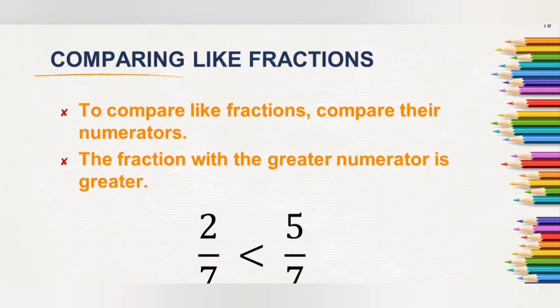Comparing like fractions. To compare like fractions, compare their numerators. The denominator will be the same, so you need not look at the denominator when it is a like fraction. Just compare the numerators. Here it is 2 and here it is 5. We know that 5 is greater than 2. So we'll write the sign as 2 by 7 is lesser than 5 by 7. When it is a like fraction, you need not look at the denominator. You will only compare the numerators.